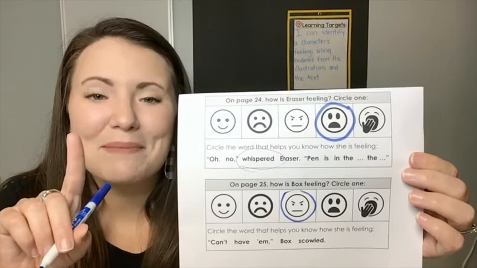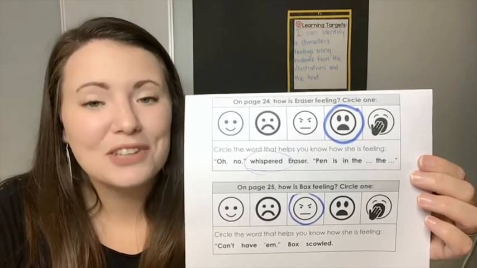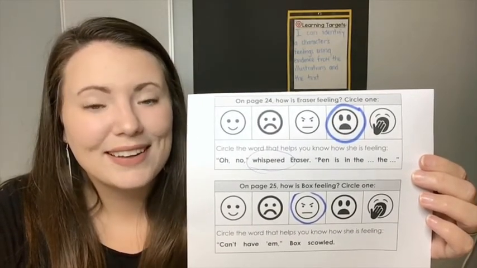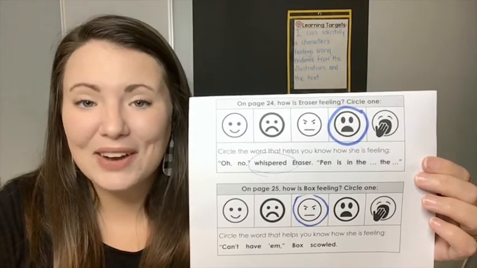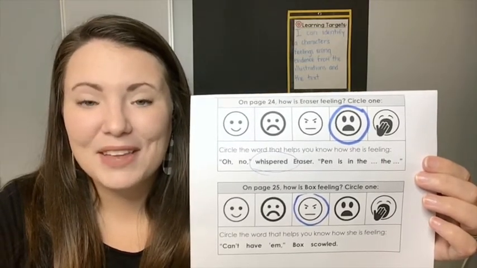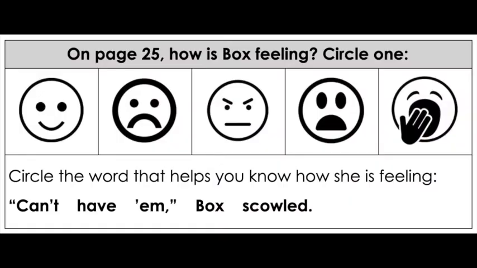You're going to use that magic finger again to pretend to circle the word that tells you how he's feeling. Get your finger ready. Take a look at the screen. Listen as I read the sentence again. "Can't have 'em," Box scowled. Which word tells you how he is feeling?